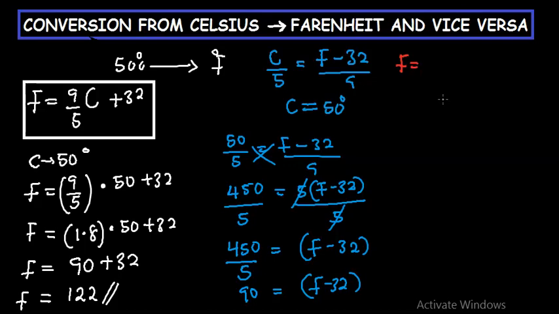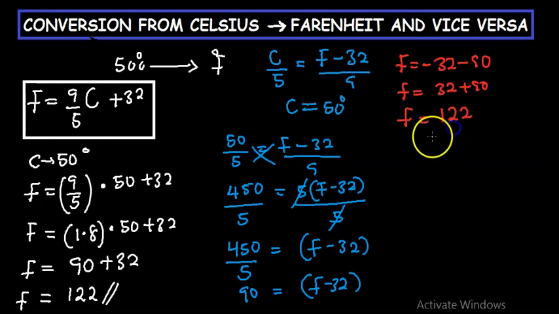Therefore, F is simply going to be 32 plus 90, and our Fahrenheit is going to be 122. This is it for this problem. If you notice, the first way we used, we got 122, and the second method we used is still 122.